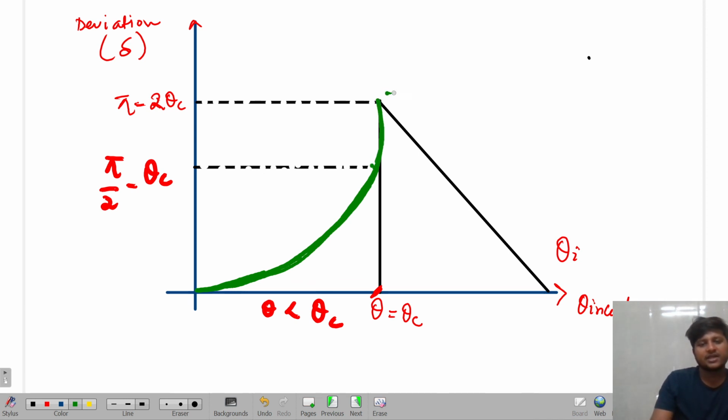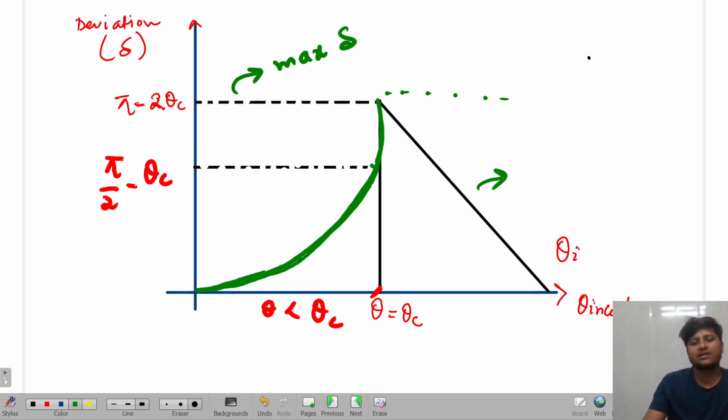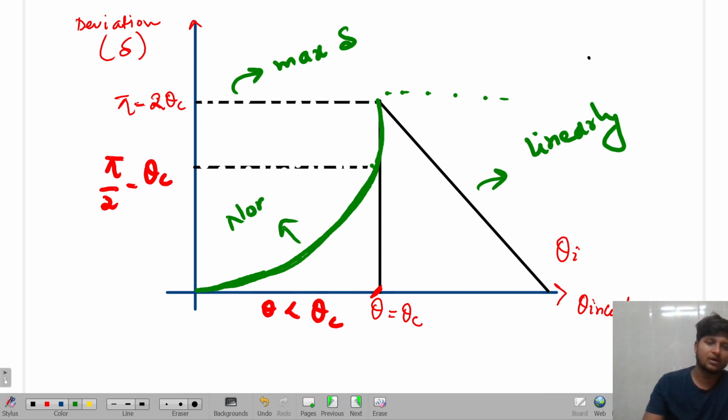After that, the TIR case is going to come, and after that, what is going to happen? This maximum deviation is going to decrease. In which way? Linearly. And this is increasing in which way? Non-linear. Got it or not?